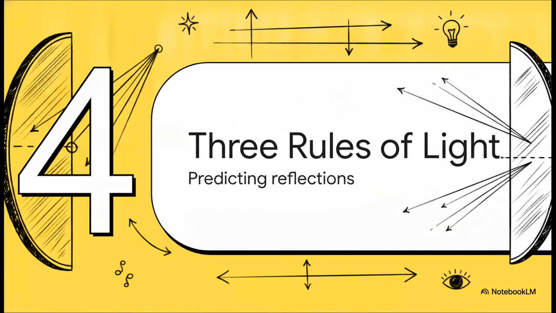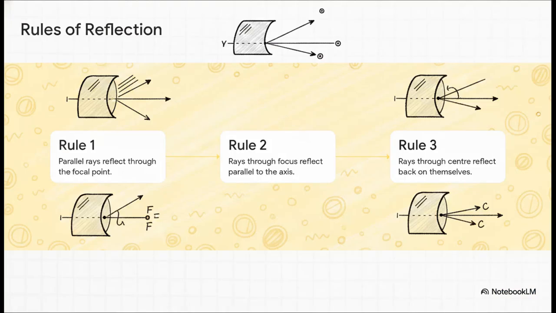All right, Section 4, 3 rules of light. Let's predict some reflections. Now that we know the anatomy, let's learn the rules. These 3 rules are essentially your cheat codes to understanding curved mirrors. If you know them, you can predict exactly how an image will form on any spherical mirror. Let's walk through them slowly and deliberately.